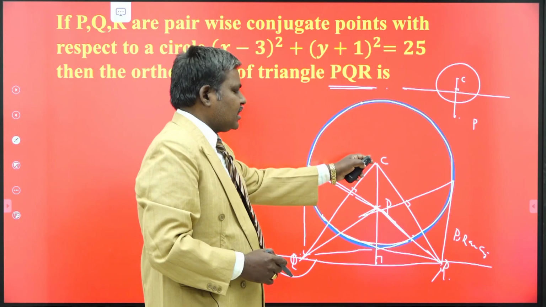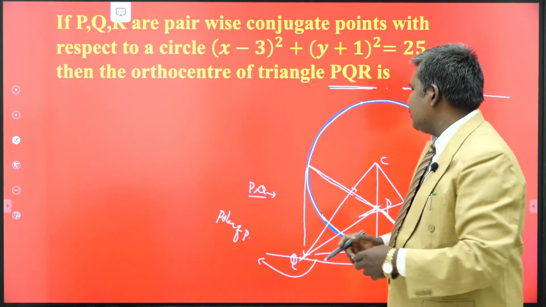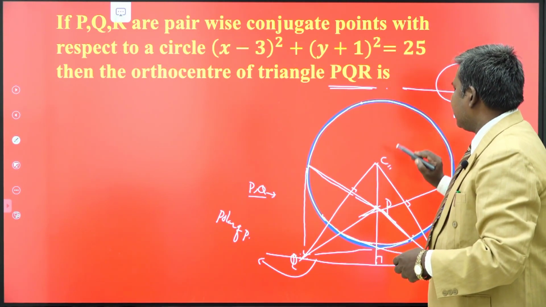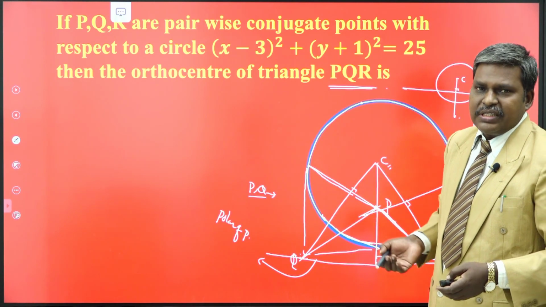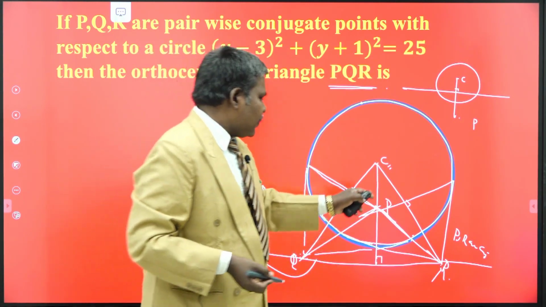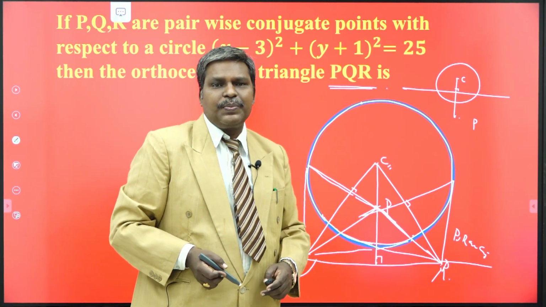Your orthocenter is the point of concurrence of altitudes. So, where the three altitudes meet, that point is the center of the circle. So, the center of the circle becomes what? The orthocenter of the triangle PQR, where PQ, QR, RP are pairwise conjugate points.